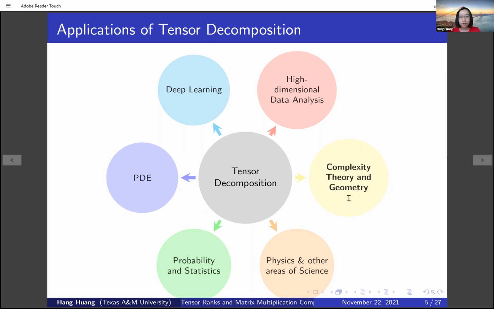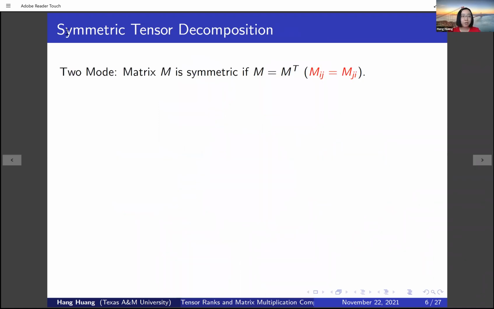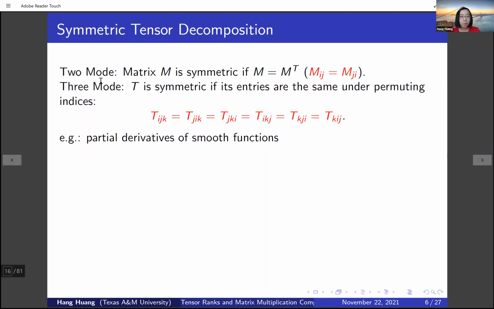So the tensors I'm going to look at today will have some extra symmetries. And in fact, I want to look at what are called symmetric tensors. If your tensor has 2 modes, then a symmetric tensor is the same as a symmetric matrix. In other words, it means that if you permute the indices of your matrix, then the entry stays the same. Similarly, for tensors with 3 modes and higher, we say a tensor is symmetric if we can permute the indices and the entry stays the same. And a lot of natural tensors arise as symmetric tensors. For instance, if you take the partial derivatives of smooth functions, they will form a symmetric tensor.